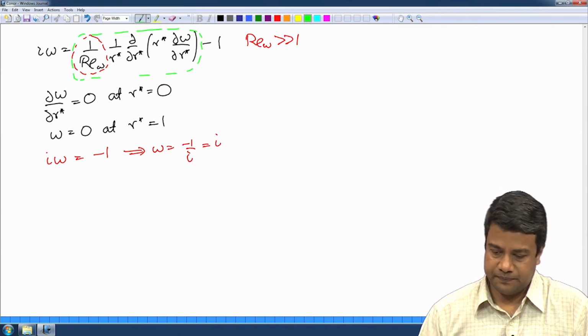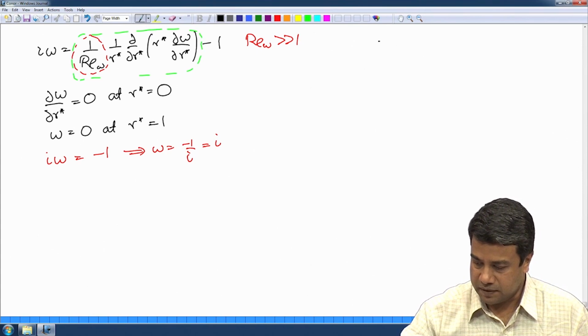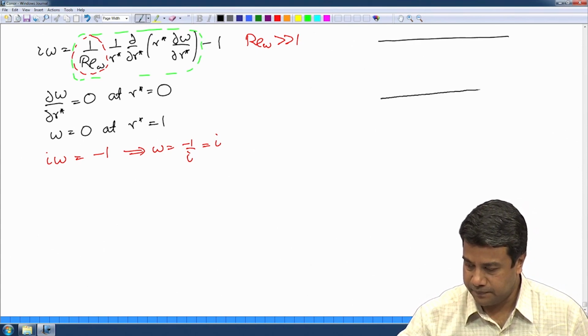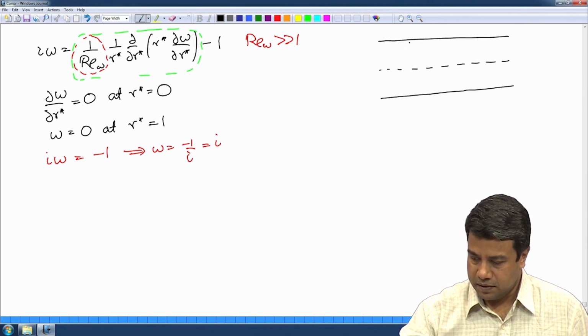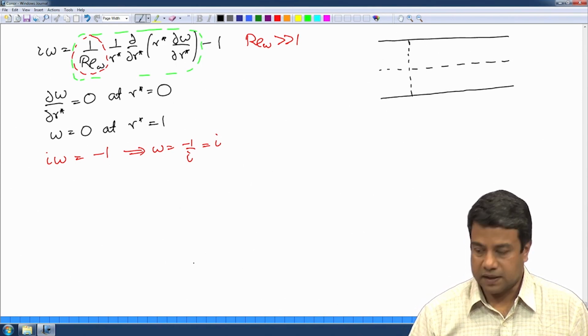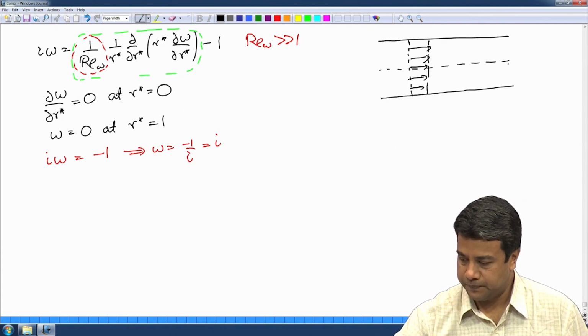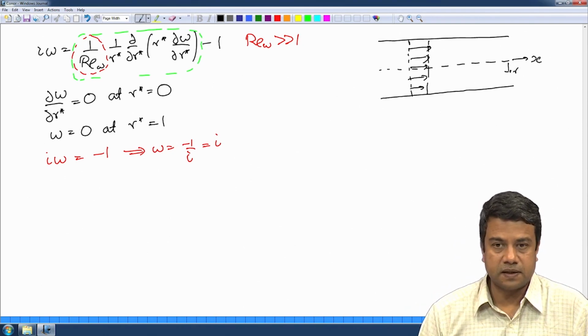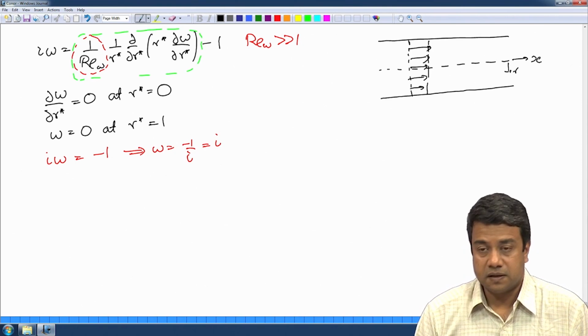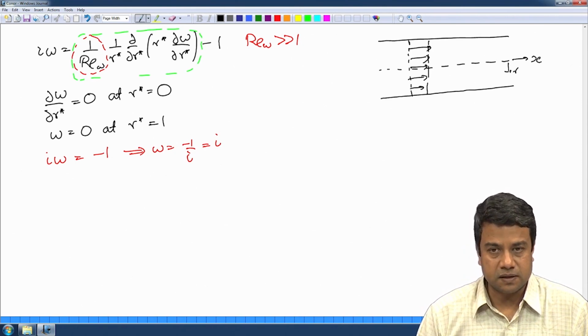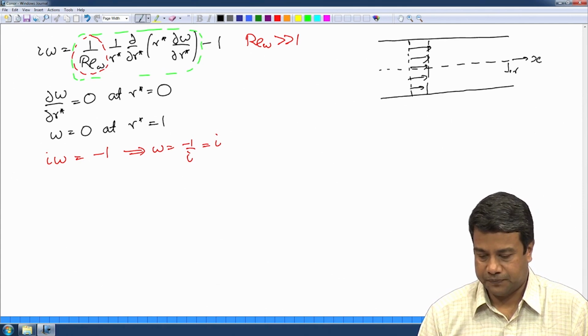Physically, what is the problem? Let us think about it physically. What the solution is predicting is that the velocity is just a constant. At any instant of time, the velocity is just a constant independent of radius. This constant is not able to satisfy the no slip condition at the wall.